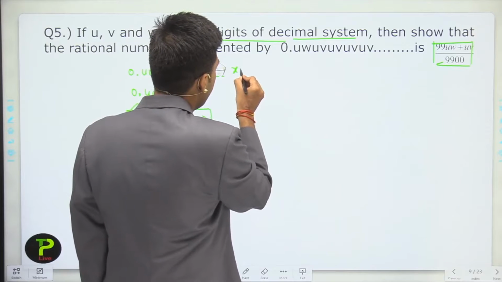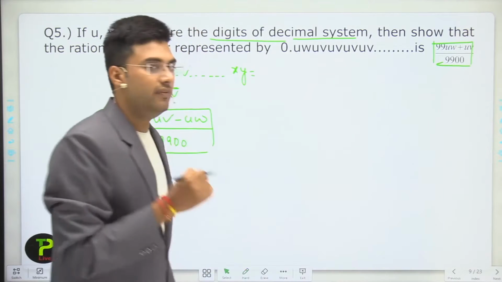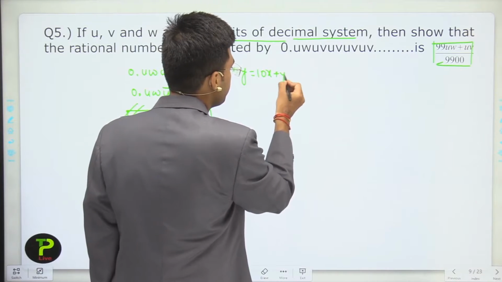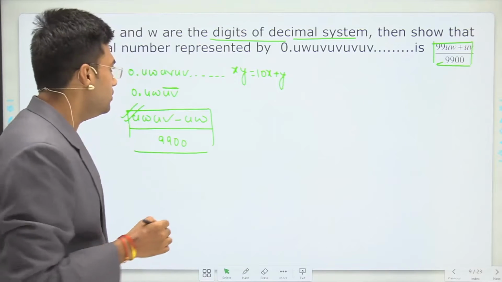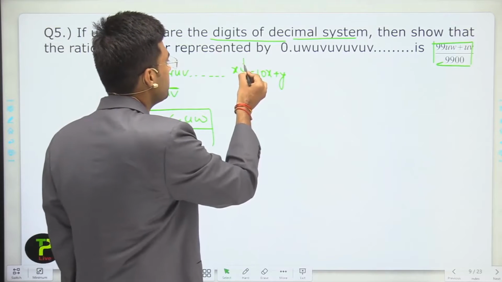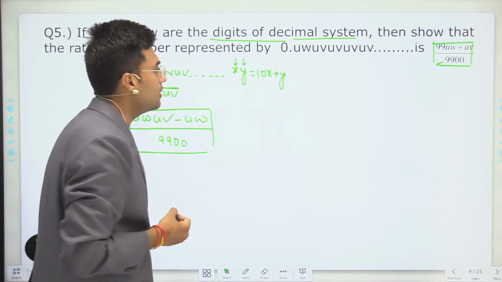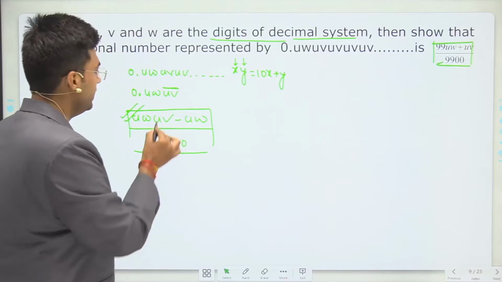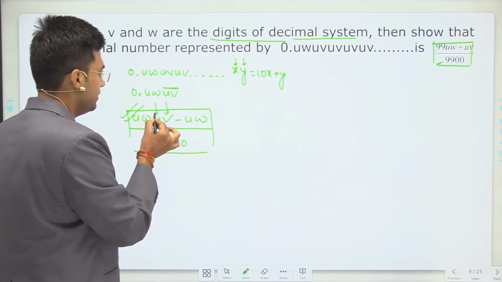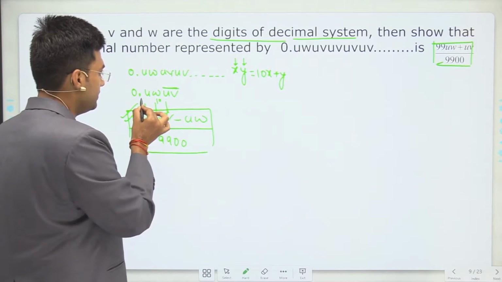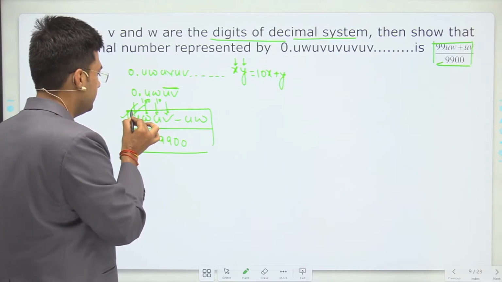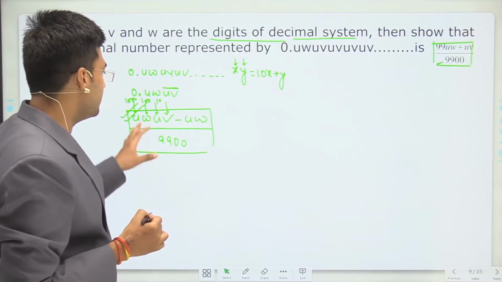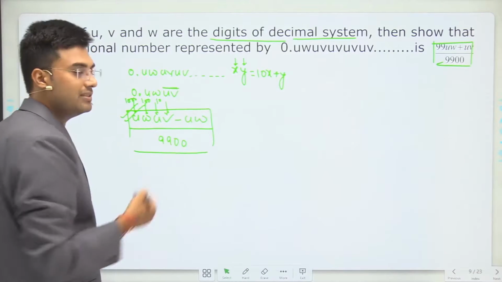Dear student, if we have a two digit number xy, then we can generalize this number in the form of 10x plus y. Okay. So why is this 10x plus y? Because this is the ones digit and this is the tens digit. So we can write it as 10x plus y. And dear students, here this is the ones digit, this is the tens digit, this is the hundreds digit, and this is the thousands digit. So we can generalize this number according to the decimal system.